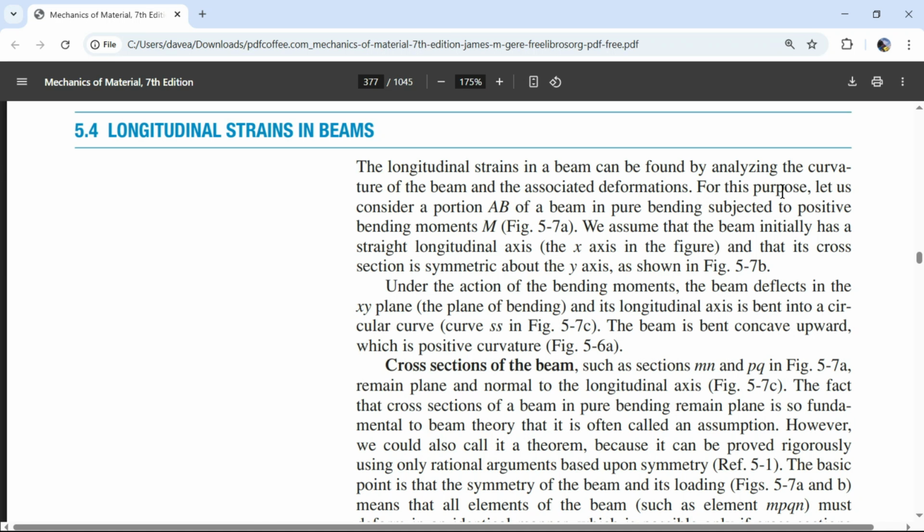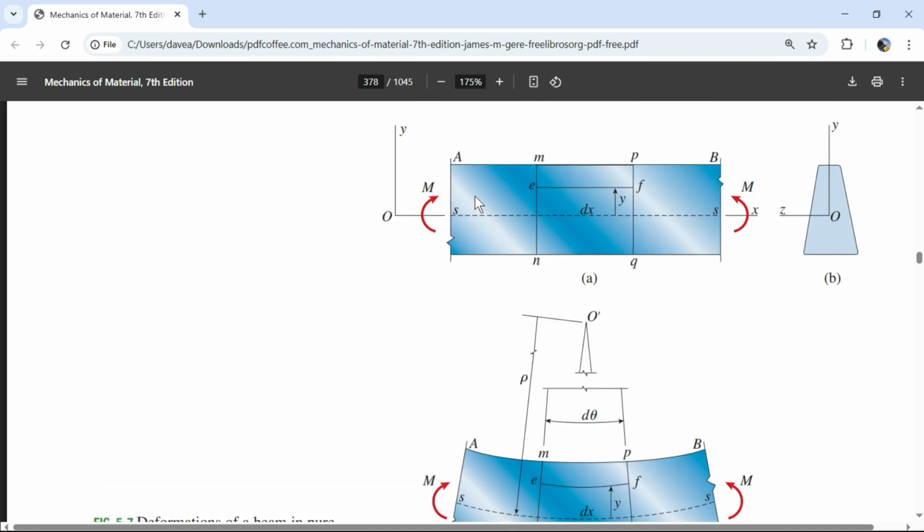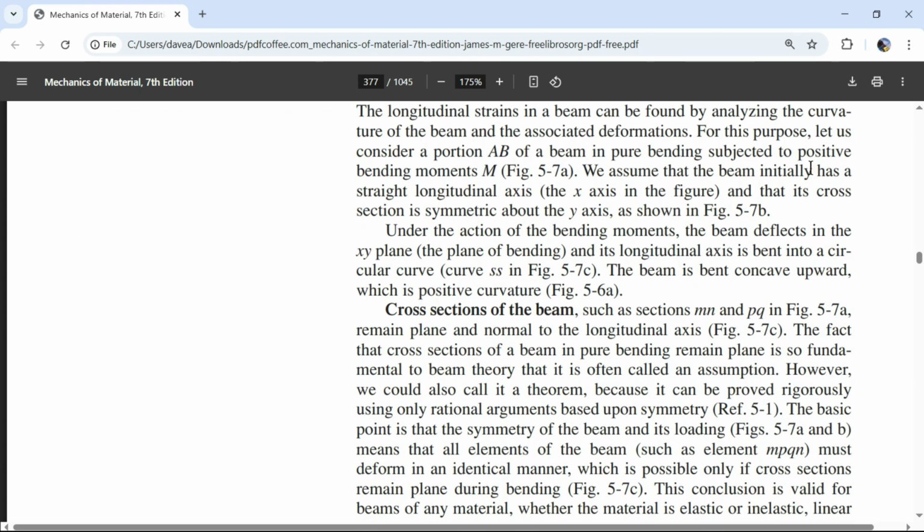All right, hell yeah. So for this purpose, let us consider a portion AB of a beam in pure bending subject to the positive bending moments. And this is figure 5.7a. Is that the one we've been looking at? Hell yeah. So we got figure 5.7a, and we got 2 moments. And so that's what we're looking at. We assume that the beam initially has a straight longitudinal axis, the x-axis in the figure, and that its cross-section is symmetric about the y-axis as shown in figure 5.7b.